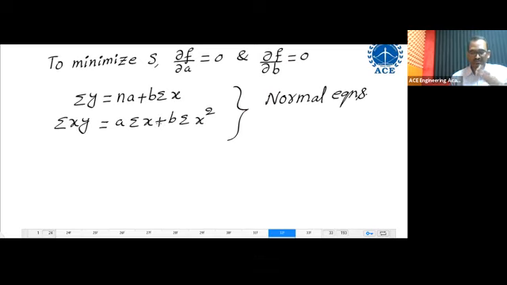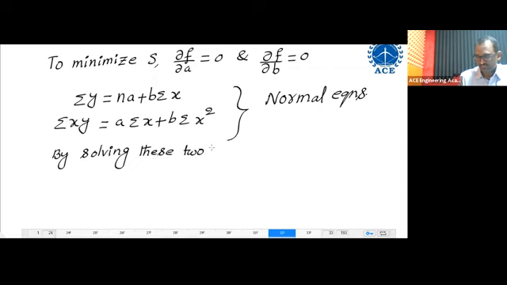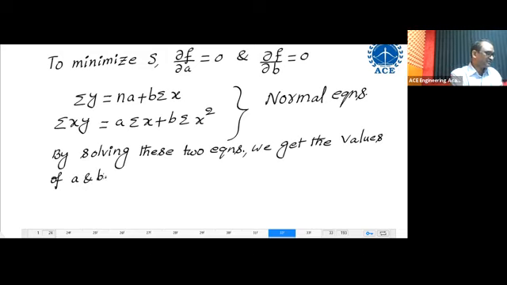These two are called normal equations. By solving these two equations, we get the values of a and b. Simply remember that, and these two equations you need to remember.